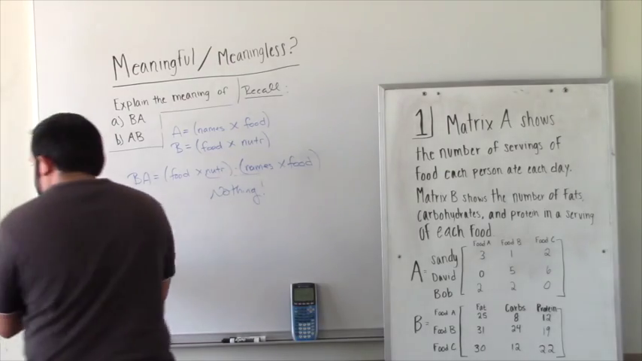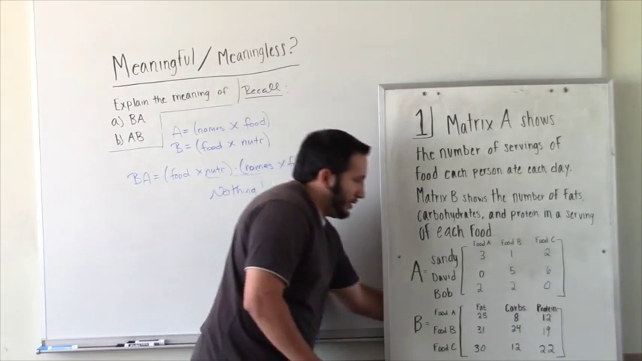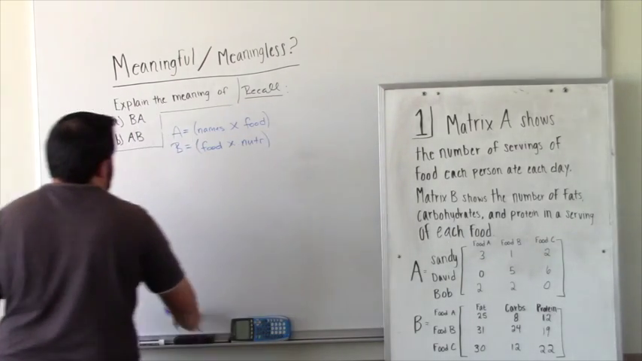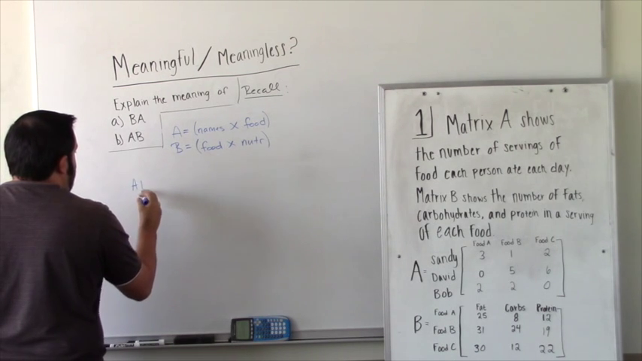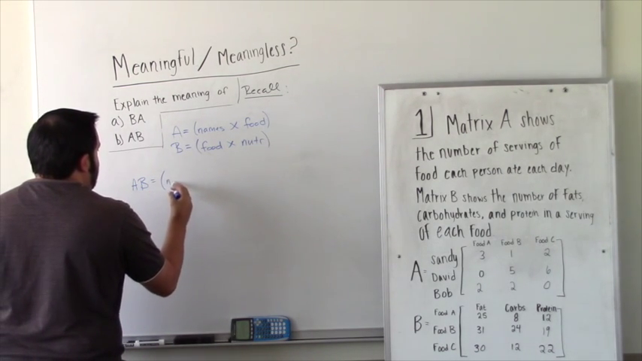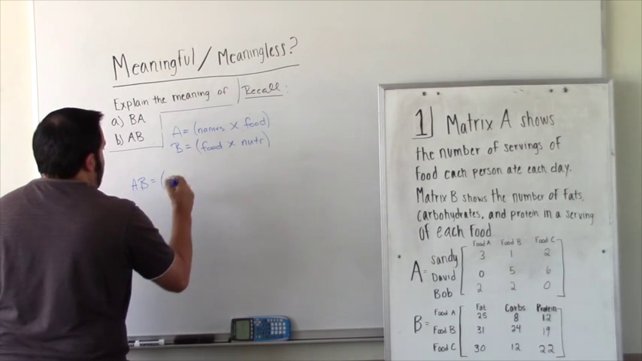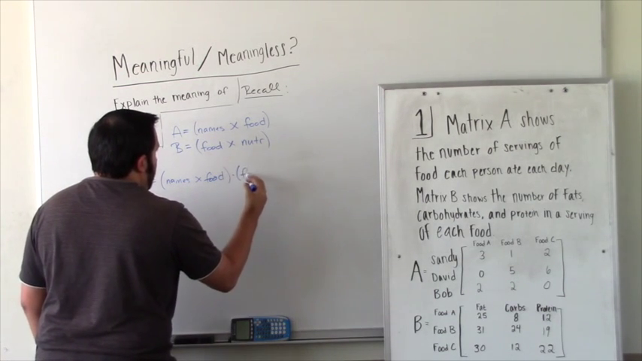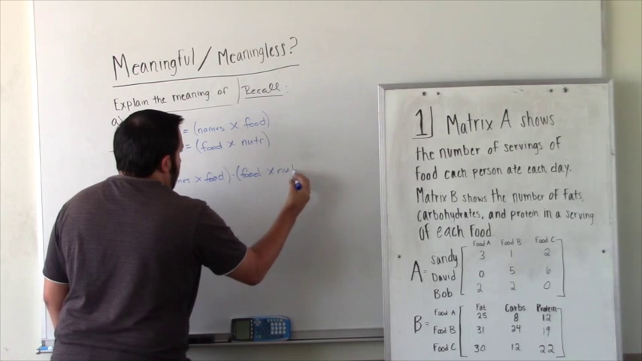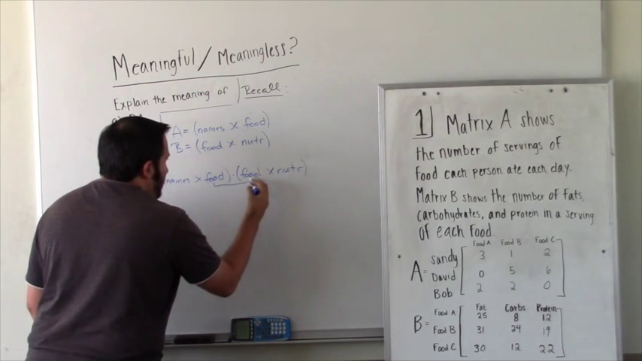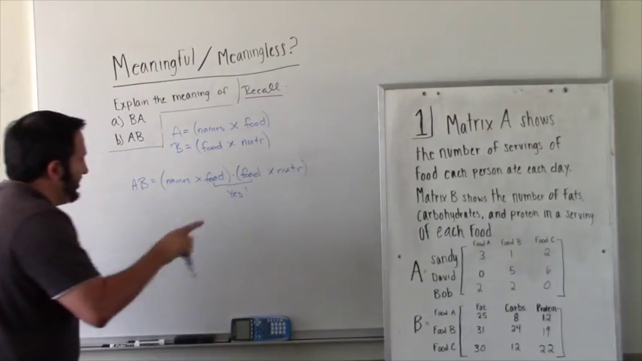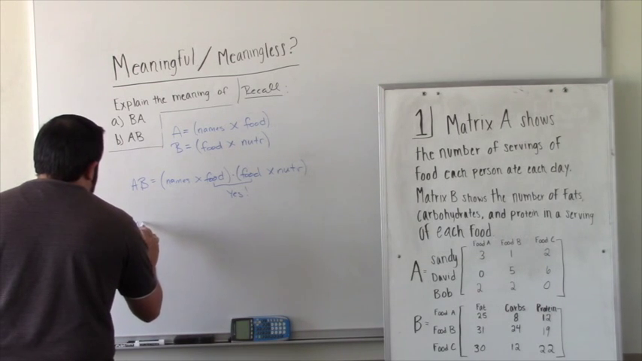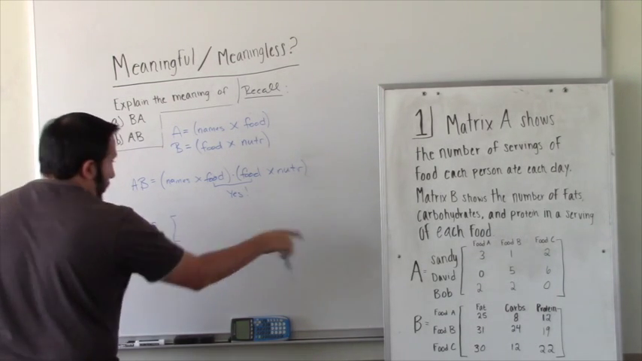But watch what happens whenever we do A times B. When I do A times B, this is the names by food times the food by nutrients. And so what happens, because these middle guys match up, is that this matrix, when I do A times B, is going to definitely be meaningful. So let's do A times B.